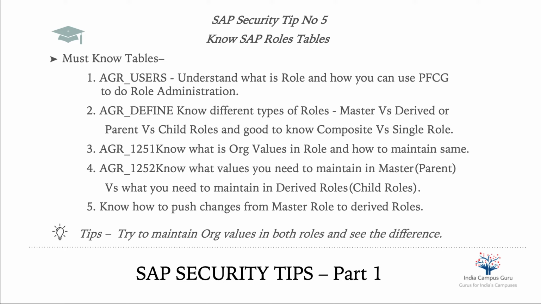Okay. The other very important table would be AGR_1251 and 1252. I think knowing the difference between these two, what all values you will see in AGR_1251 and what you will see in AGR_1252 is really important. So again, try to go deep there, just open those tables, put your roles there, and see what you see there. Okay.